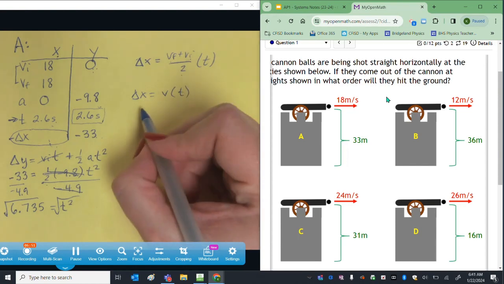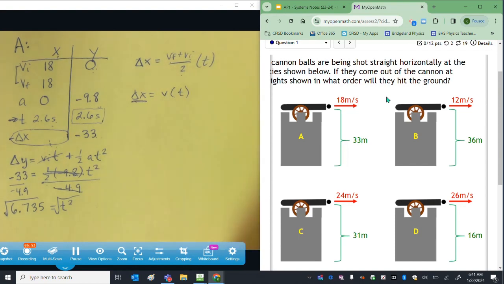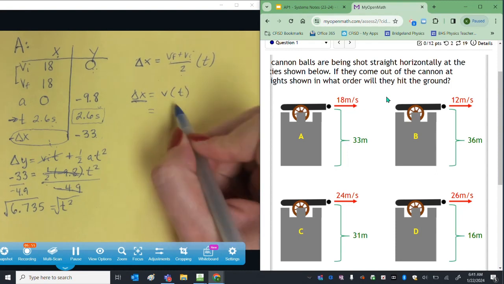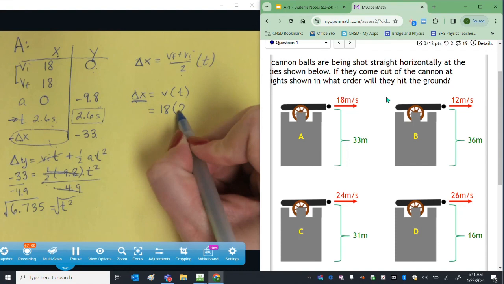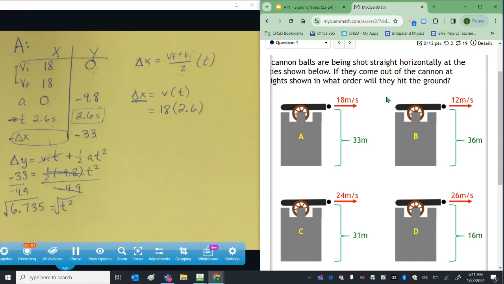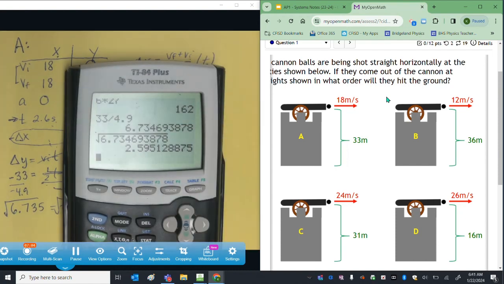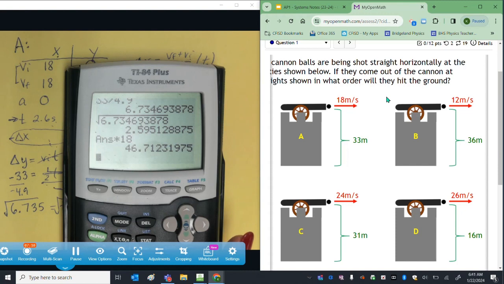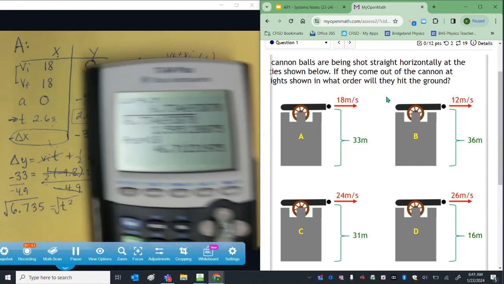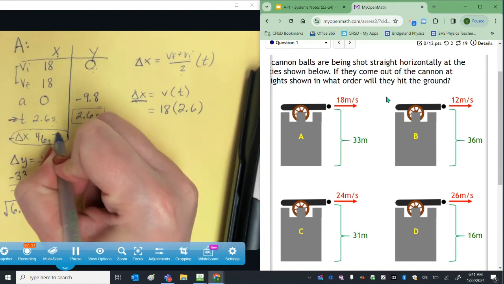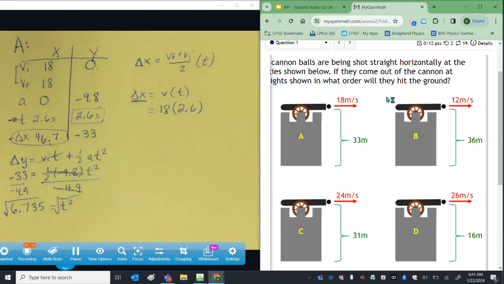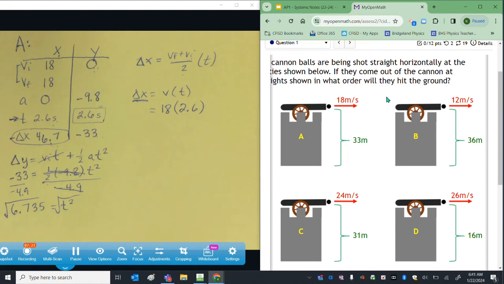And so if I want to solve for my displacement horizontally, that value right there, I'm simply going to be multiplying my velocity, which is 18, times my time, which we just found to be about 2.6. So in my calculator, I'm going to take my answer and multiply it by 18, and that is the range for the first projectile, A. So whenever I compare them, this is the value I'm going to want to compare. 46.7.